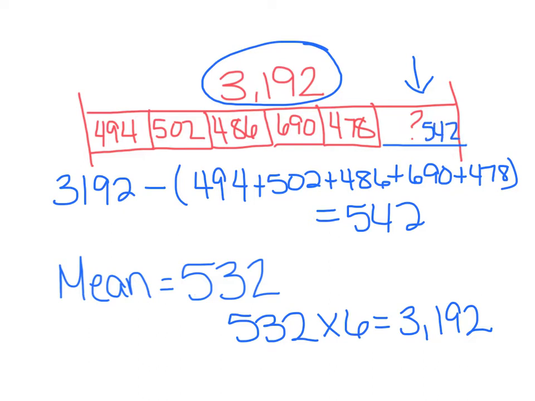If we want to make sure that we're correct, we can simply add all these numbers together and divide by 6, and it should equal our magic mean right here. So I'm just going to do that. So 542 plus 478 plus 690 plus 486 plus 502 plus 494 equals 3,192. Of course, that's the sum we have up here. That divided by 6 is equal to 532. So that's how you can use the mean to solve a little bit more complicated problem.